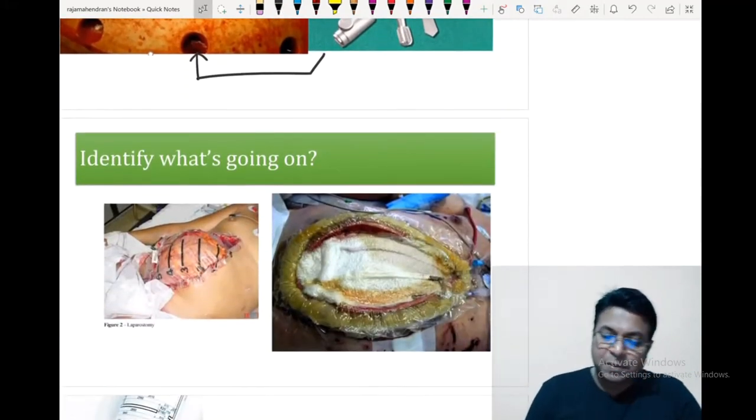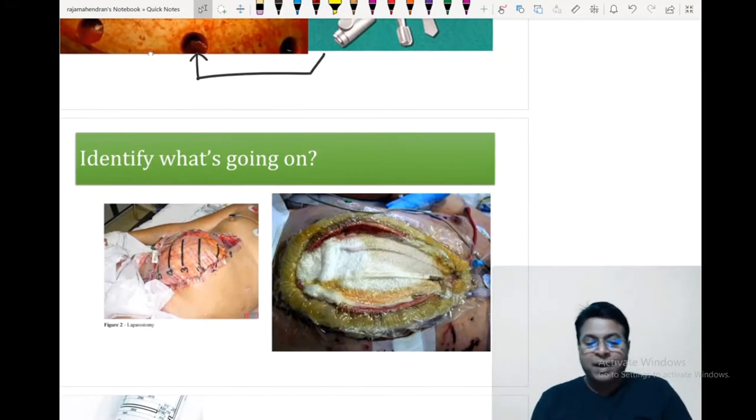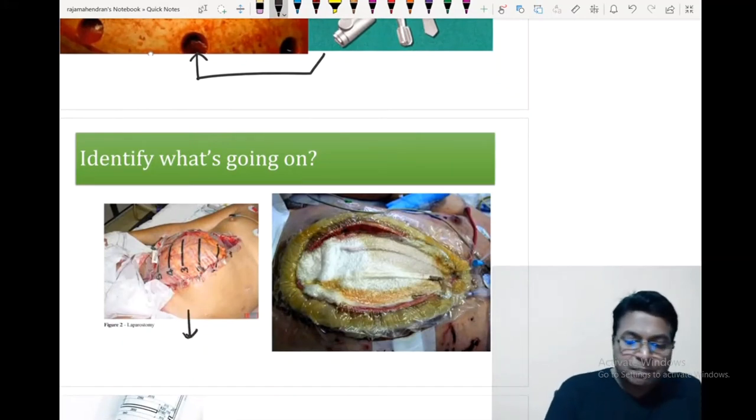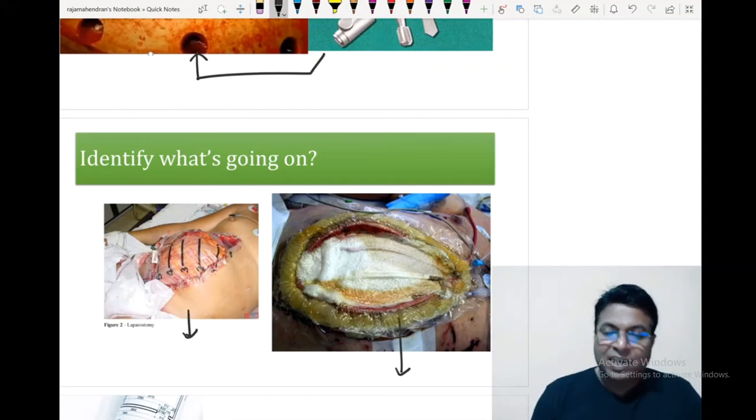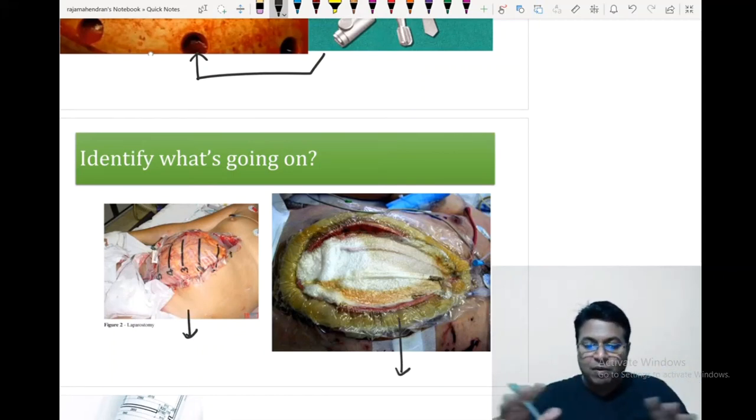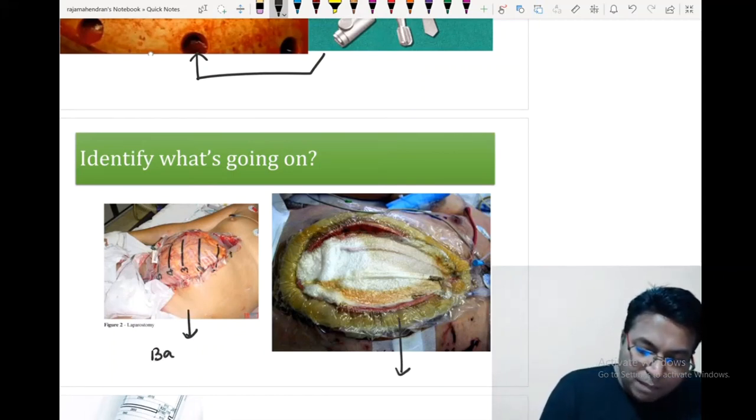So what is going on in this picture? There is a patient with an opened abdomen. This patient is having an open abdomen with a plastic sheet covering. This patient is having an open abdomen with another special device available. What is this? This is known as Bogota bag.